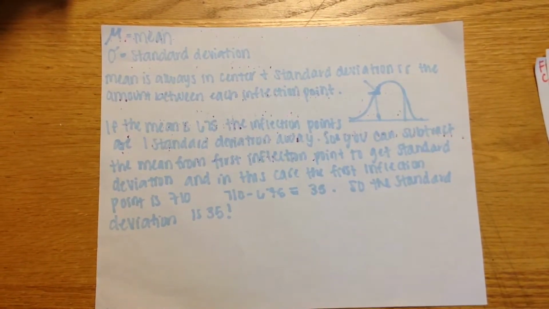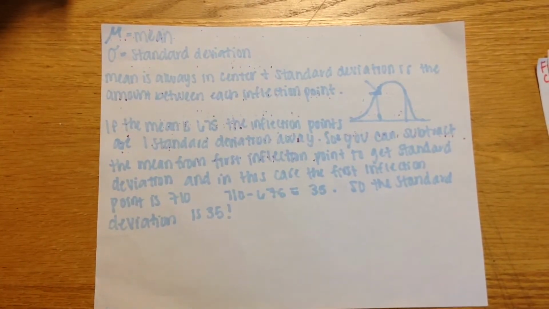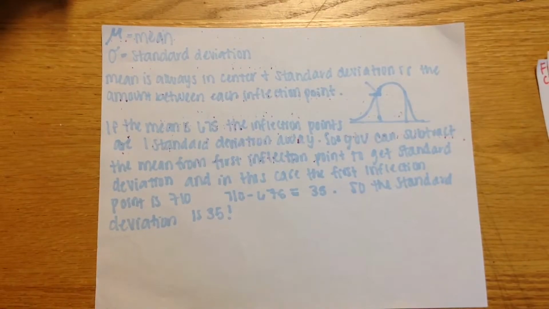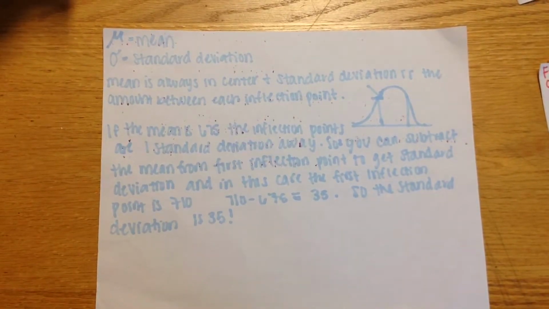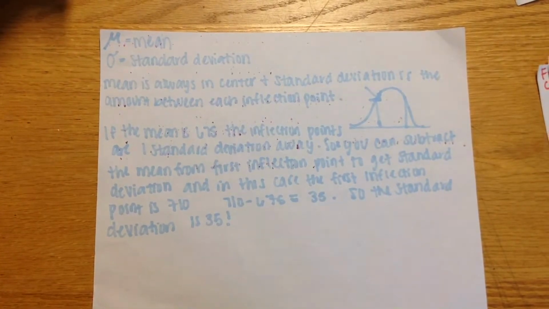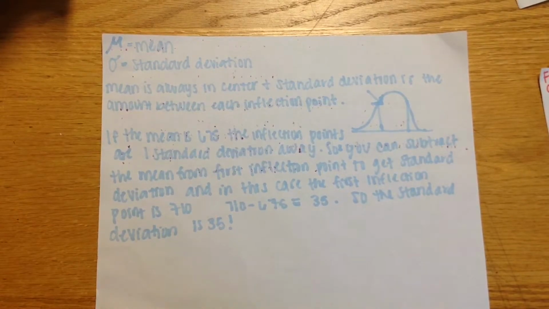If the mean is 675, the inflection points are 1 standard deviation away. So you can subtract the mean from the first inflection point to get standard deviation, and in this case the first inflection point is 710. So 710 minus 675 is 35. So the standard deviation is 35.